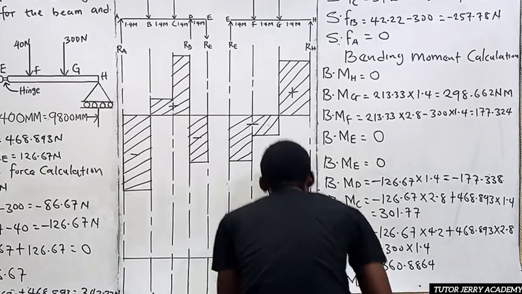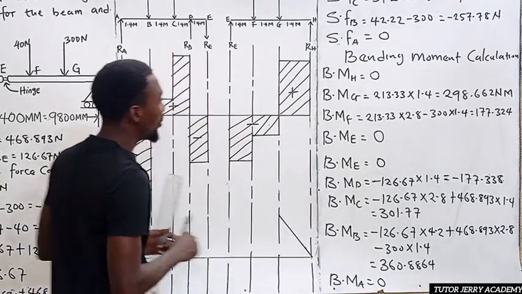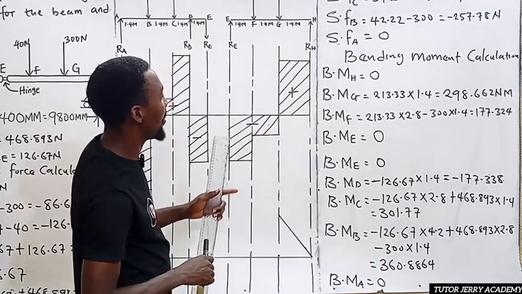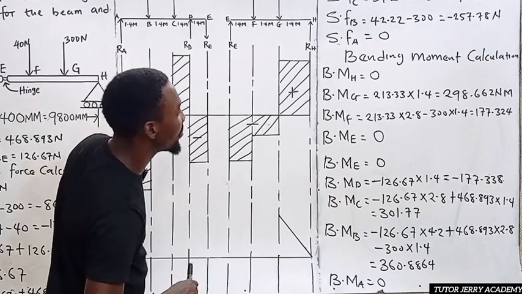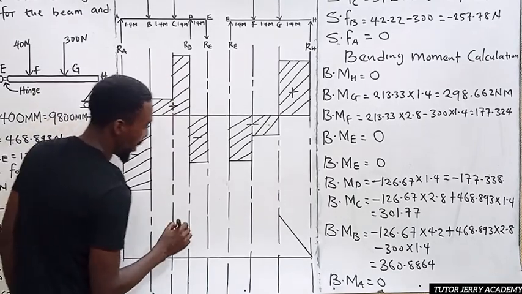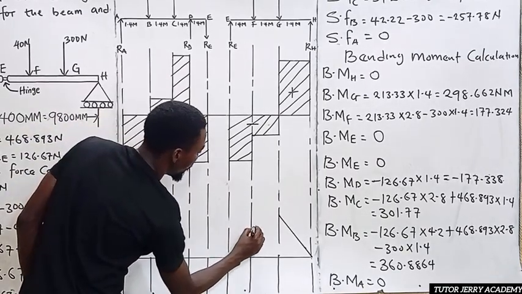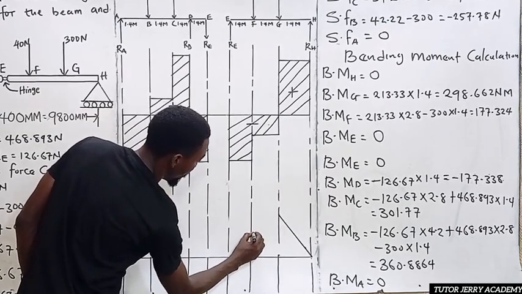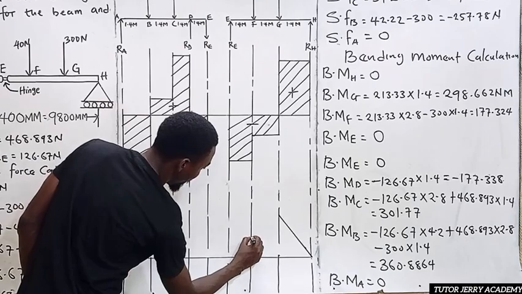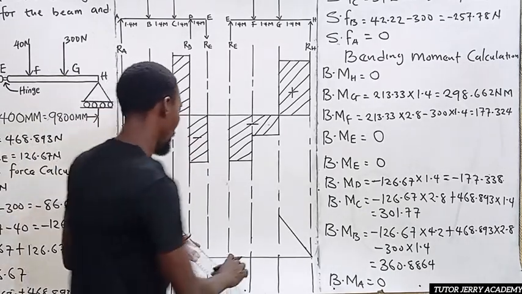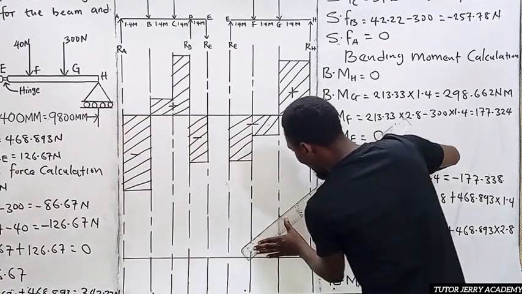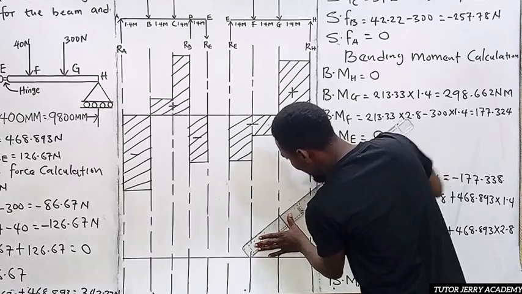All right. So that's it. All right. So now, at point F, we have it to be what? 177. So which is lower. Let's put it somewhere around there. So that is point F. So we are going to use an inclined line to join this together again.